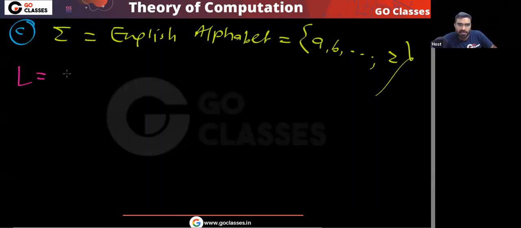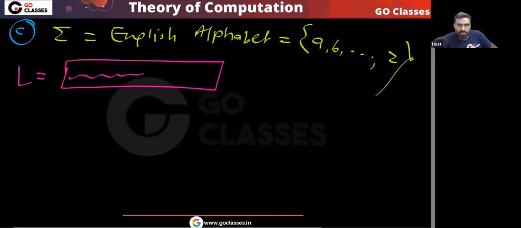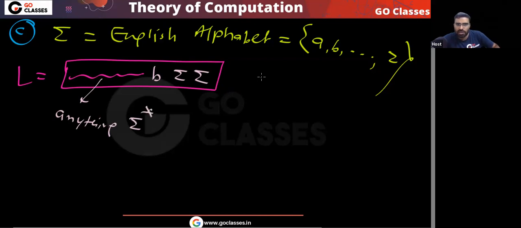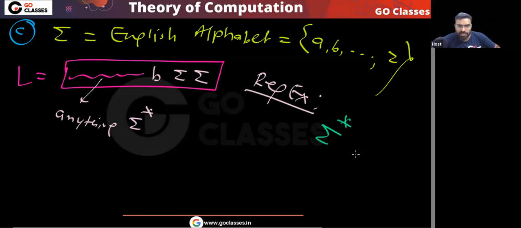In this language, anything can come here, but this letter is B. Then one symbol can come here, one symbol can come here. So very simple. Here anything can come, that means sigma star. So tell me, what will be the regular expression? Anything can come, sigma star.